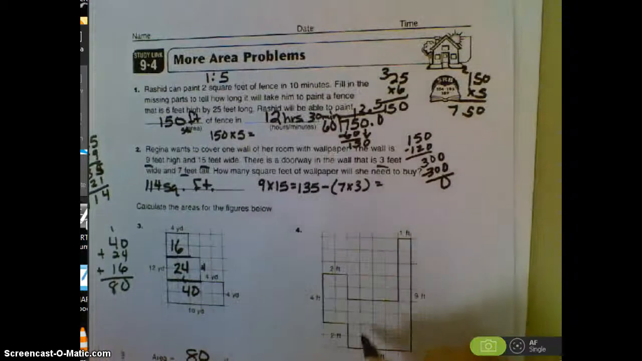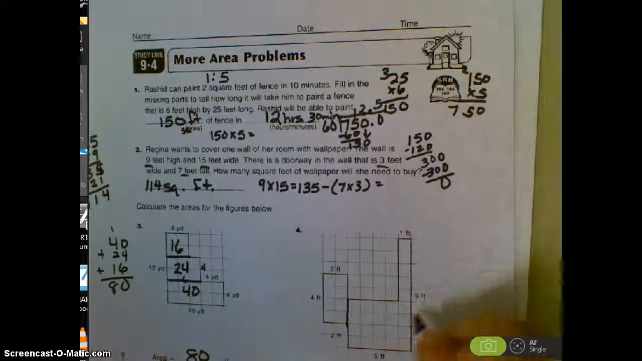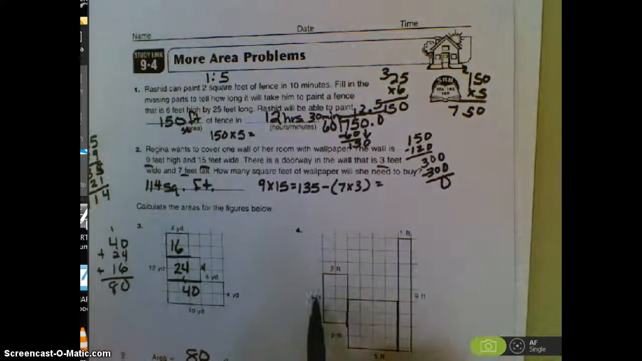This one, you can break it up in a different way, but I'm going to break it up this way. You will get the same answer if you break it up in a different way. And I've got a 4 here and a 2 here, or at least a 2 here for sure. 4 times 2 is 8.